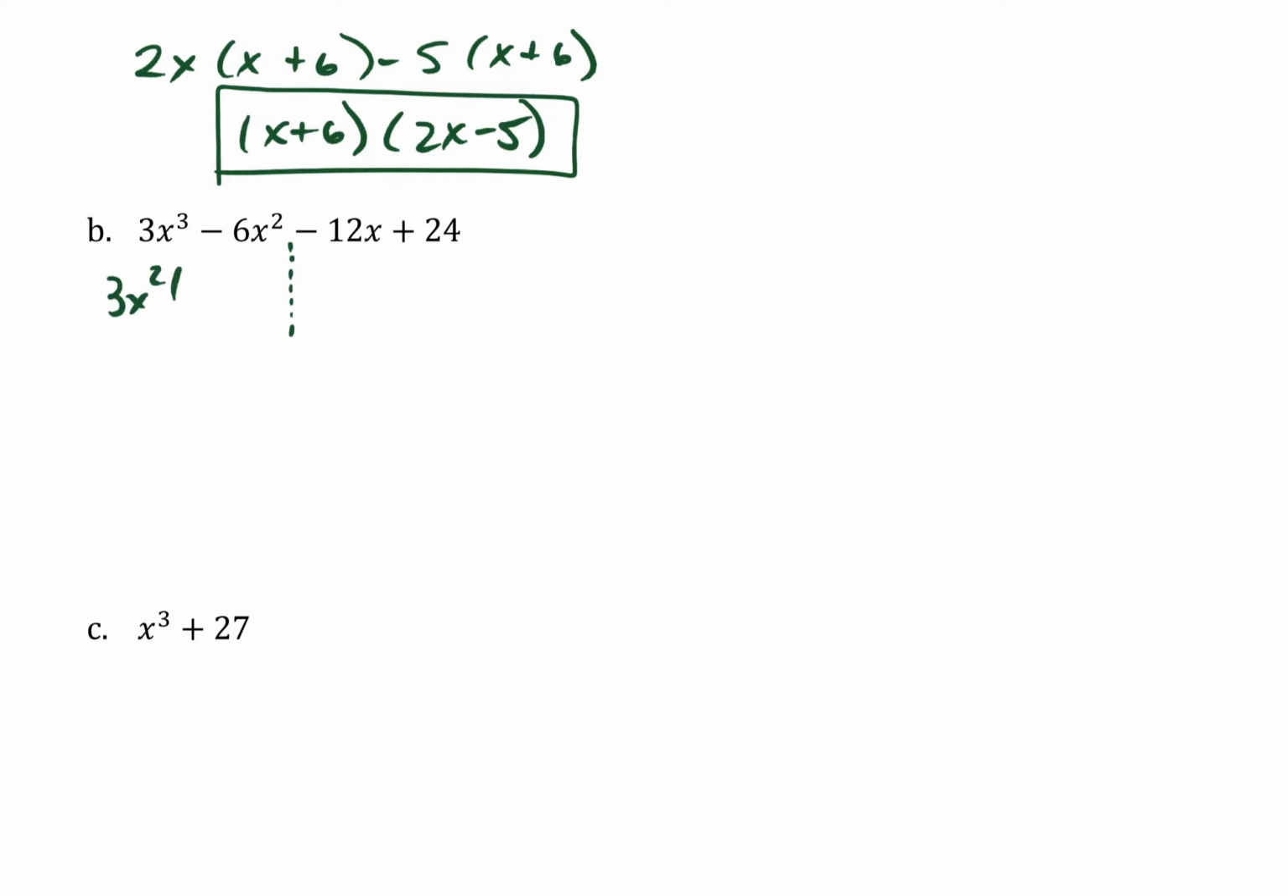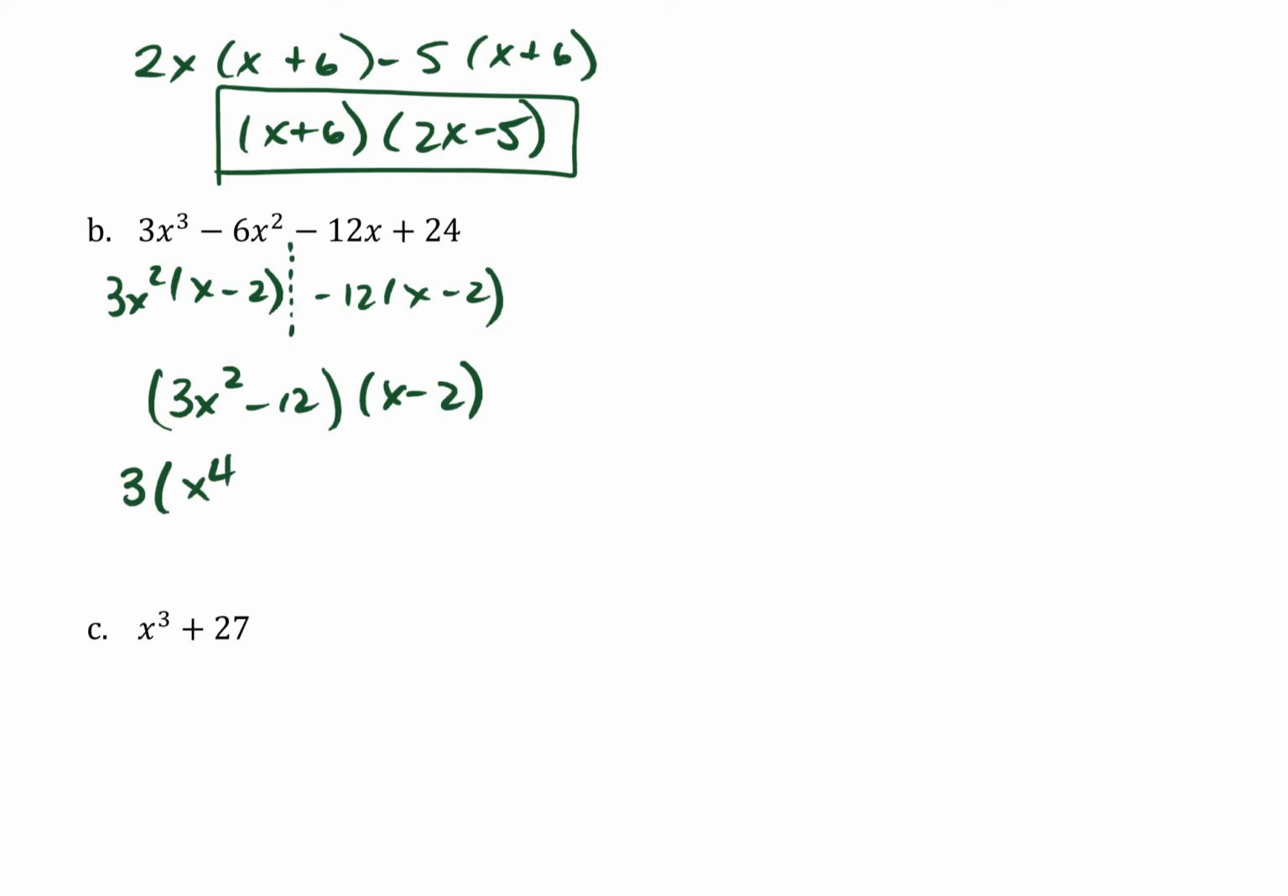3x squared, leaving us with x minus 2, negative 12, leaving us with x minus 2. So I wind up having 3x squared minus 12 and x minus 2 as two factors, but I notice there's still a GCF there of 3, x squared minus 4, x minus 2. Holy smokes, there's still something to factor. So I can make that x plus 2, x minus 2, x minus 2.